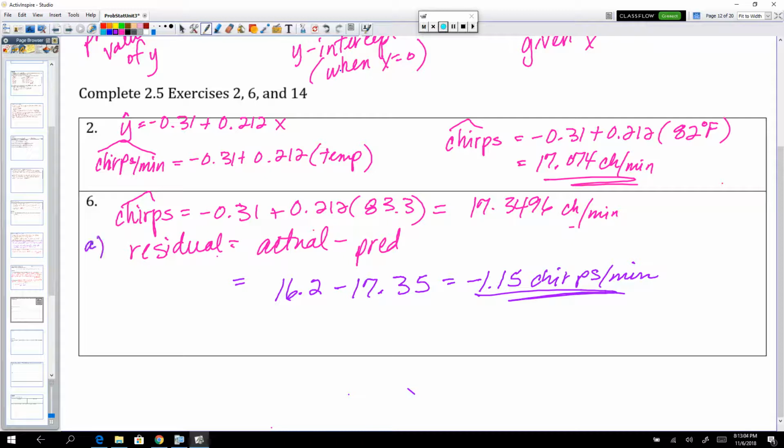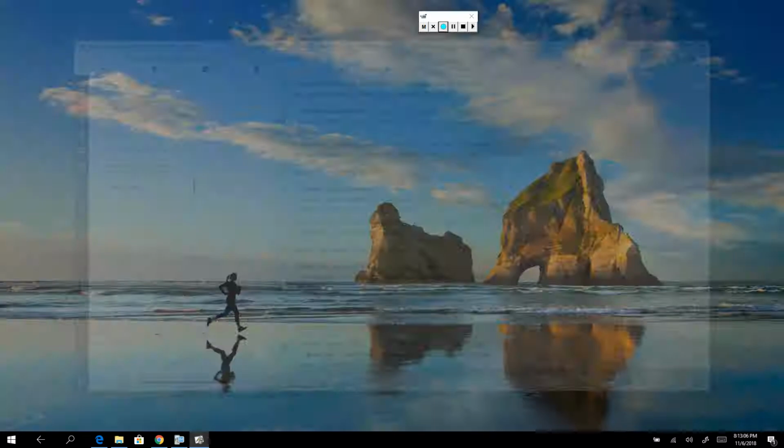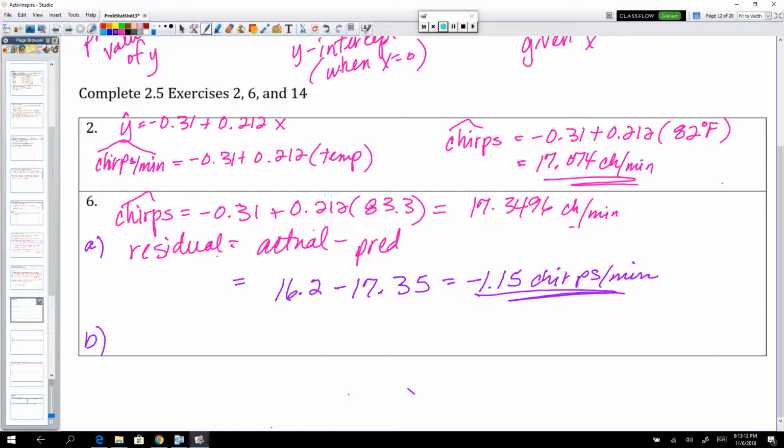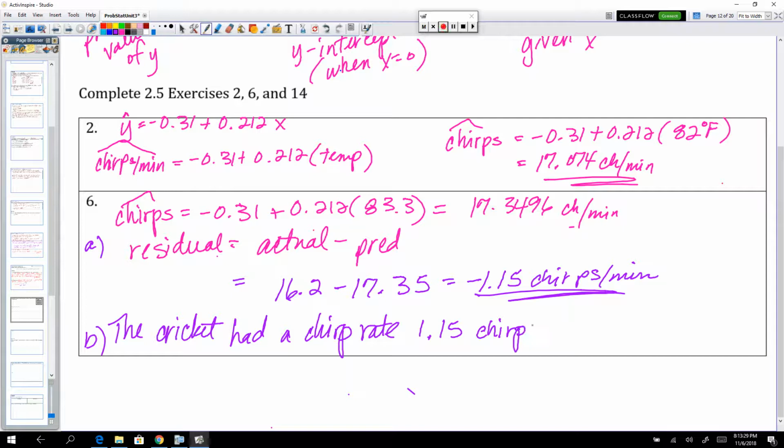So that's part A. Part B for this question asks, interpret this. The wording for the interpretation would be that cricket, that observation, cricket had a chirp rate 1.15 chirps per minute less than expected, or predicted. You could say predicted as well, based on the regression line.